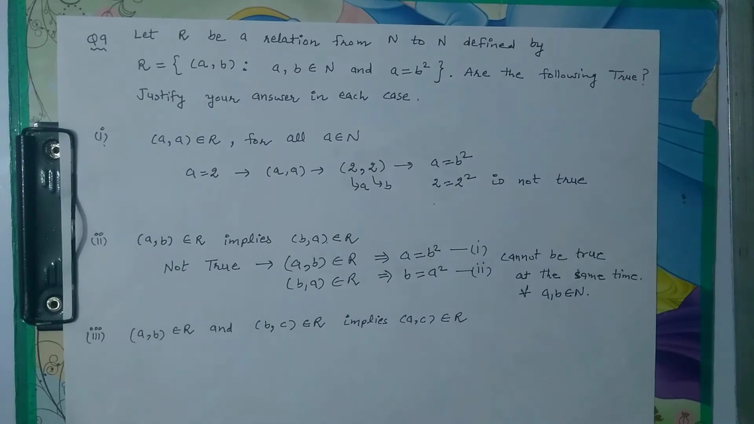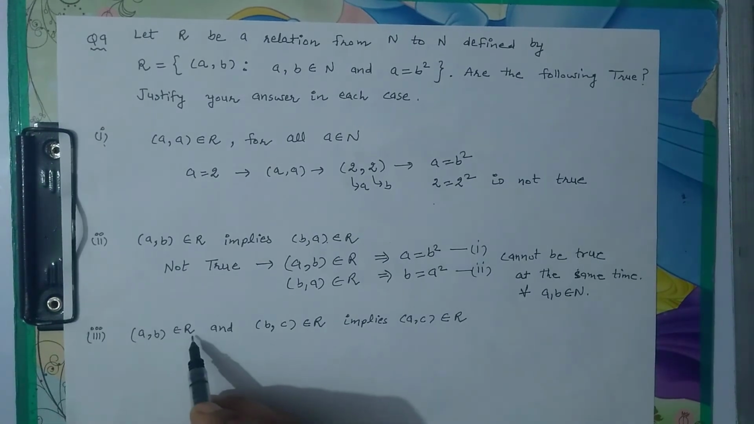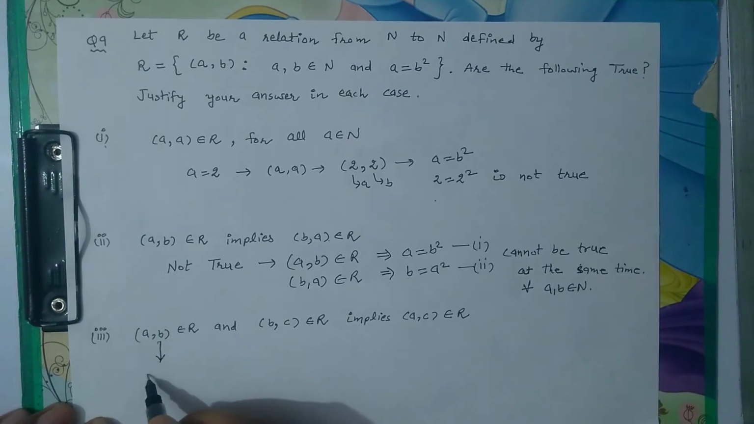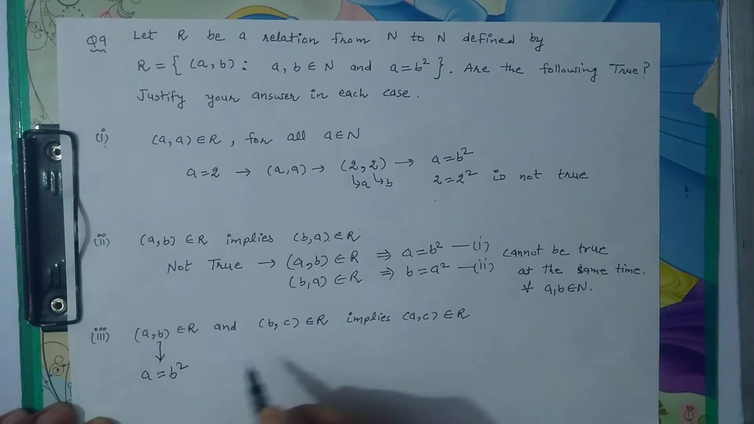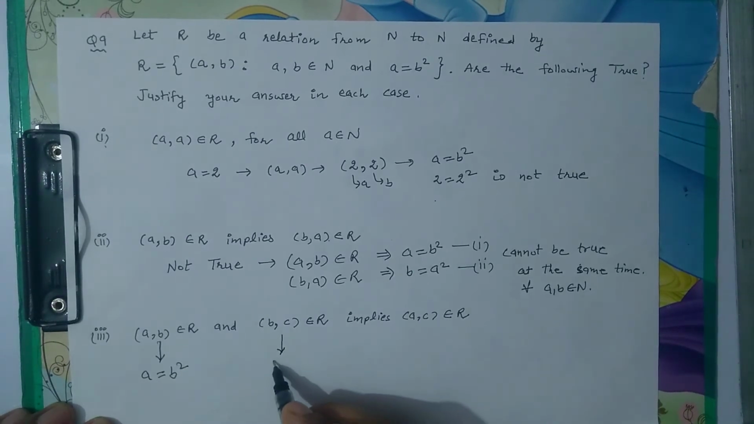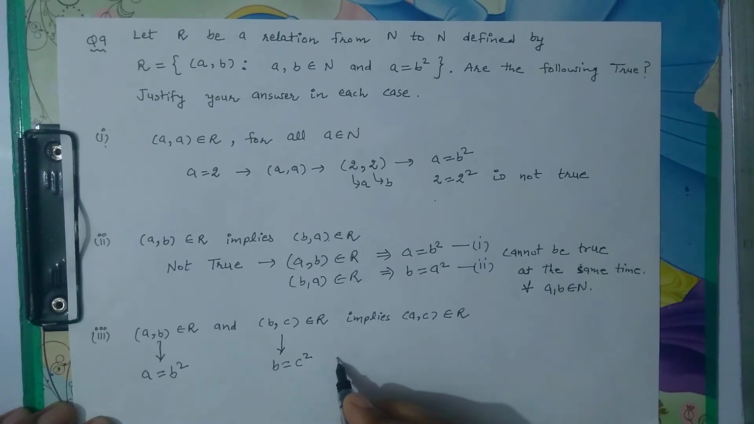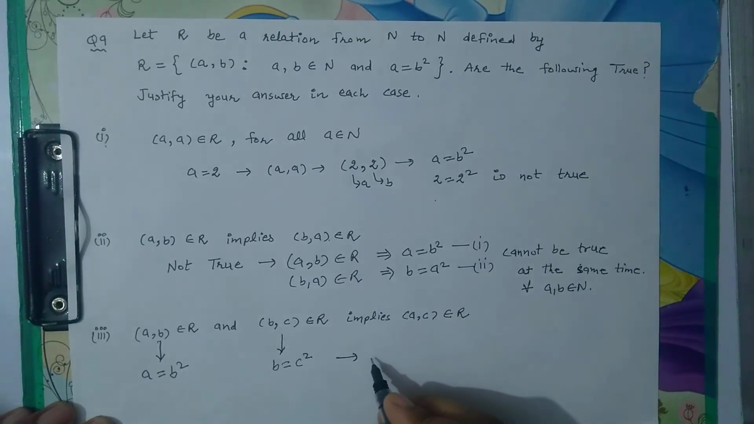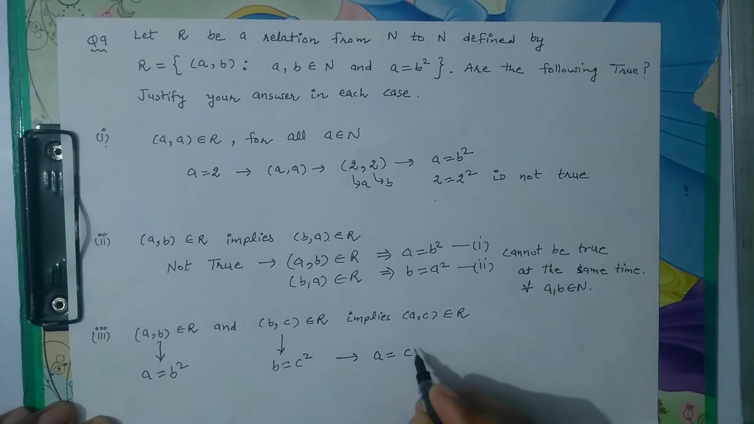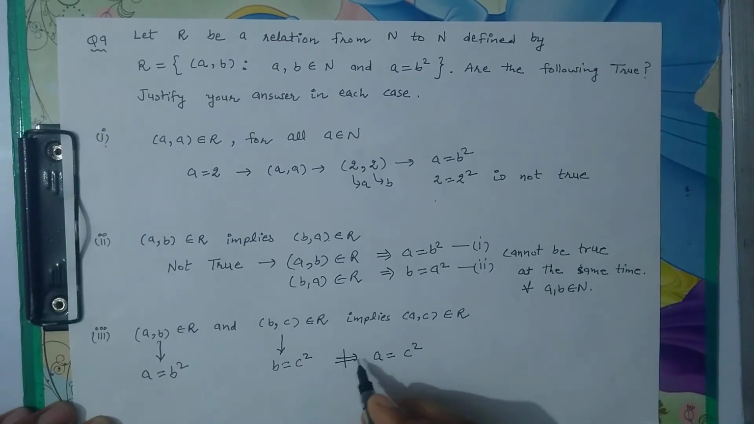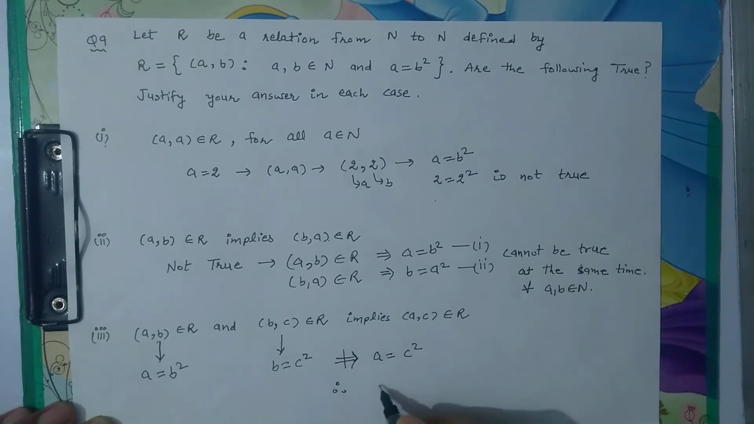Our third part is (a, b) belongs to R, (b, c) belongs to R. So from here we have a = b², and from here we have b = c². If this is true, from these two results we cannot say a = c². So (a, c) does not belong to R.